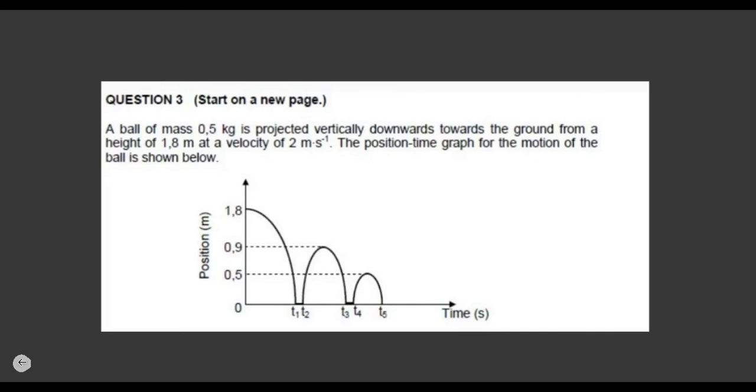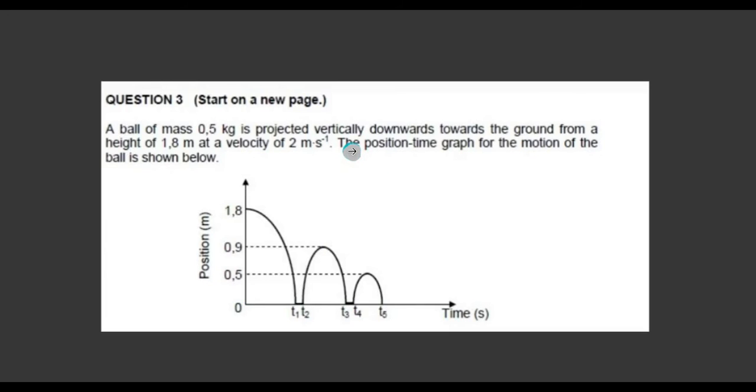So let us now look at a typical exam question. I took a screenshot of this on my phone and I'm realizing that the quality is bad. I'll need to find exam question papers, but that's not important. I'm hoping that you can clearly see on your screen. It's question 3 and it says that a ball of mass 0.5 kg is projected vertically downwards, towards the ground, from a height of 1.8 meters at a velocity of 2 meters per second. So this is the initial height where your ball is, and then it's going to go down to the ground.